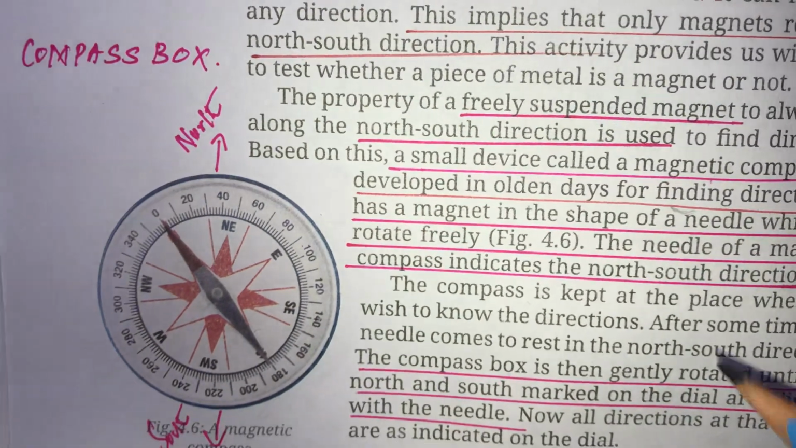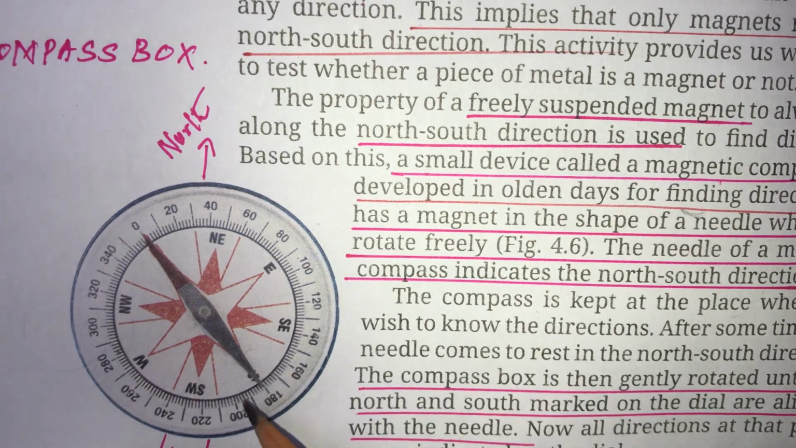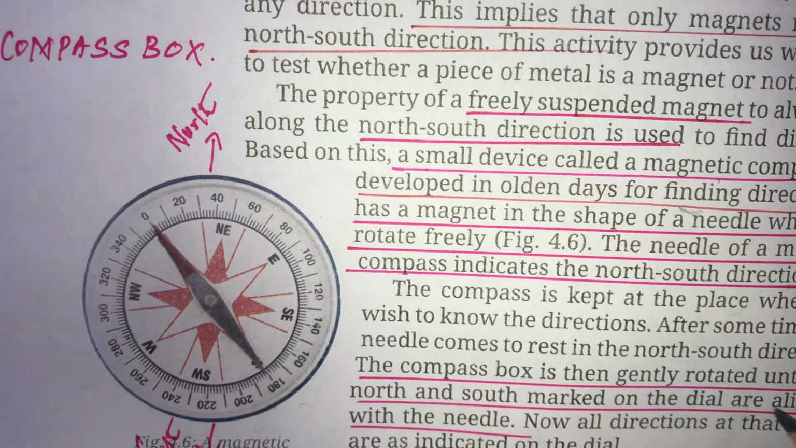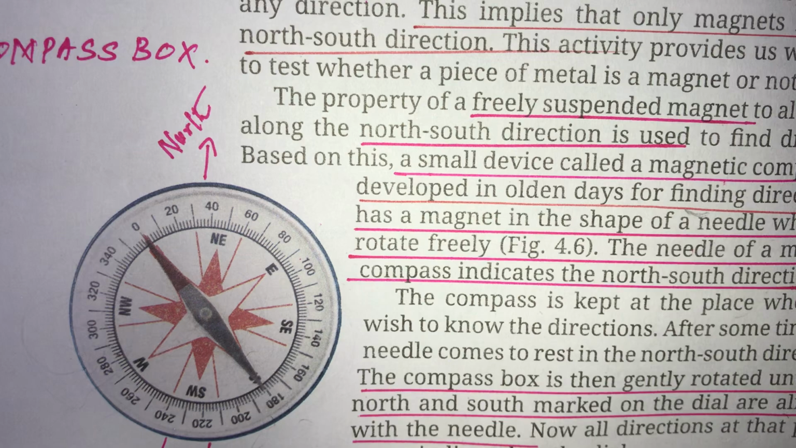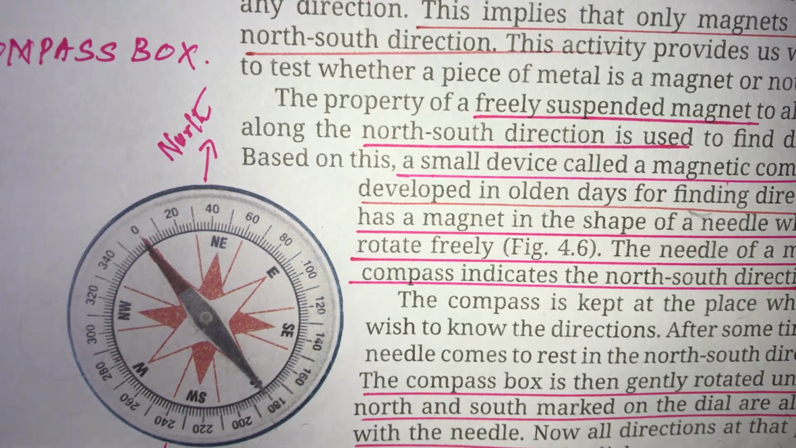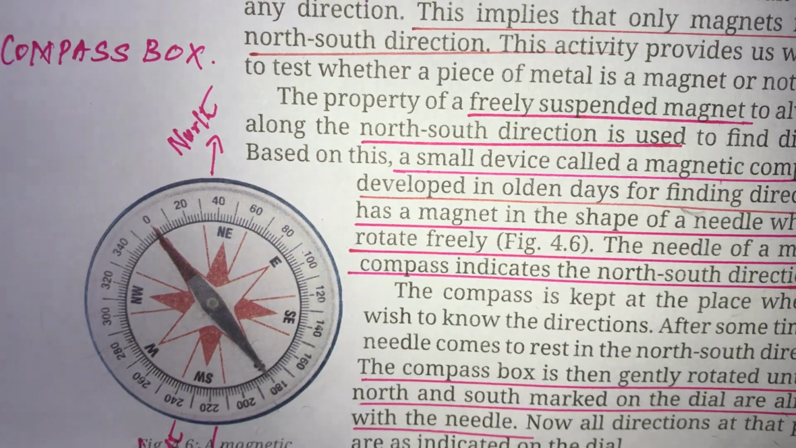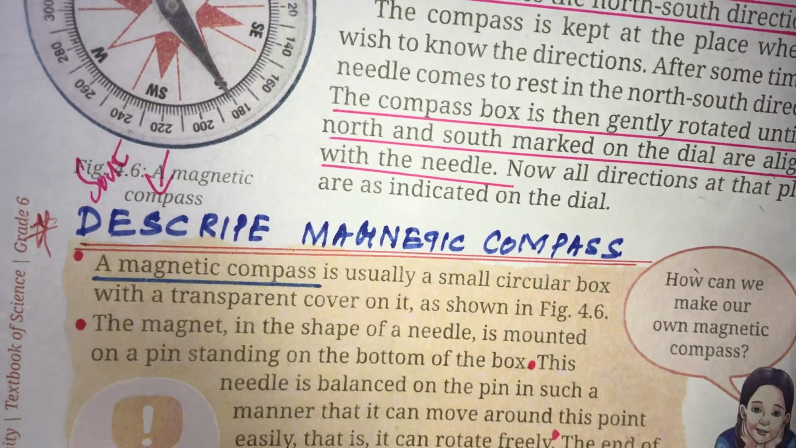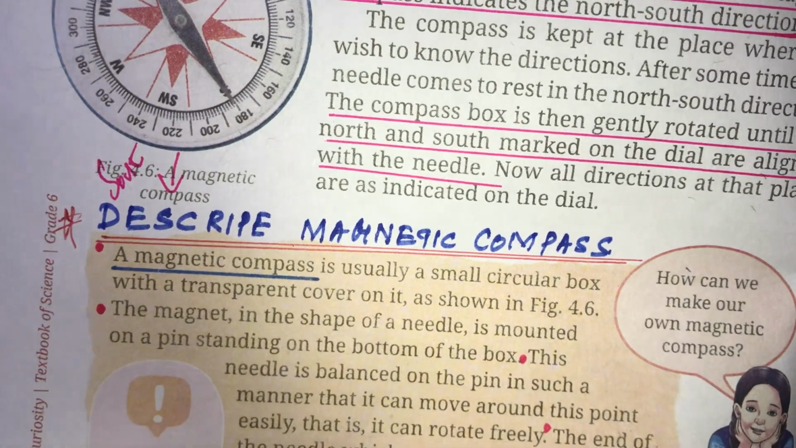Here the needle of the magnetic compass indicates the north and south direction. The compass box is gently rotated until the north and south direction on the dial is aligned with the needle. The question: describe the magnetic compass, or write the structure of the magnetic compass.